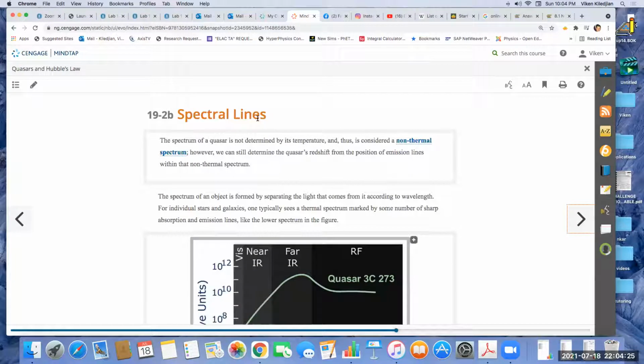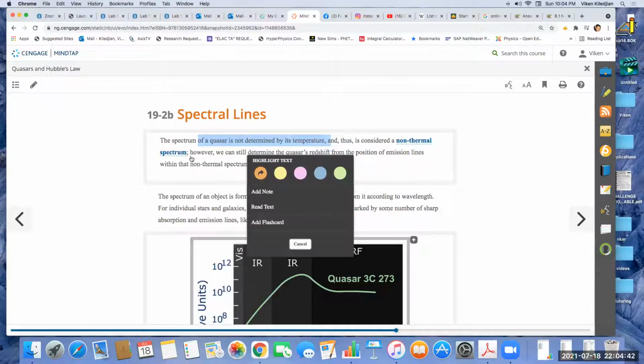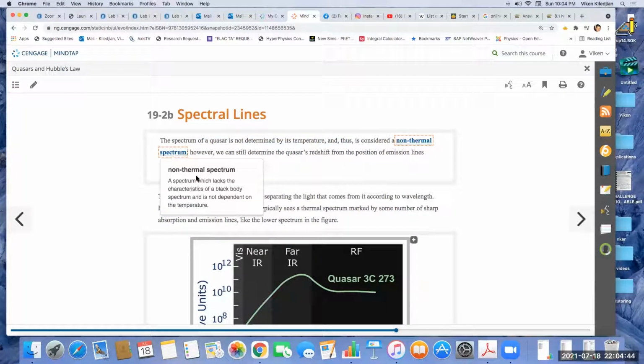So, spectral lines. The spectrum of a quasar is not determined by its temperature and thus is considered a non-thermal spectrum. So this is interesting. It's basically not determined by the temperature of the galaxy, the spectrum of the quasar, and therefore is called non-thermal. Non-thermal: a spectrum which lacks the characteristics of a black body radiation and is not dependent on the temperature. However, we can still determine the quasar's redshift from the position of emission lines within that non-thermal spectrum.